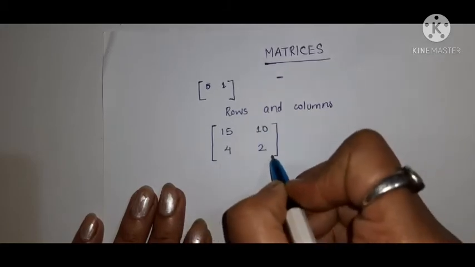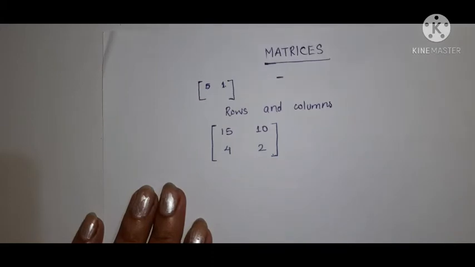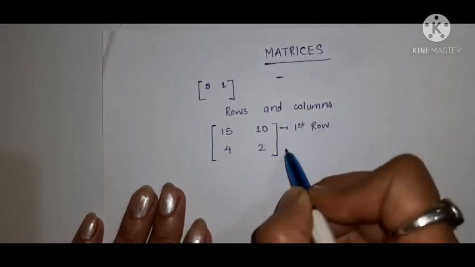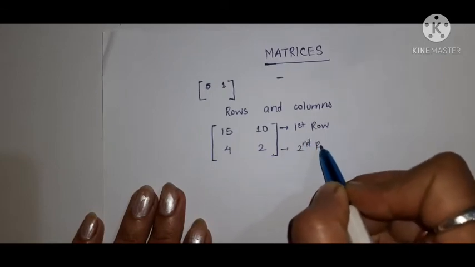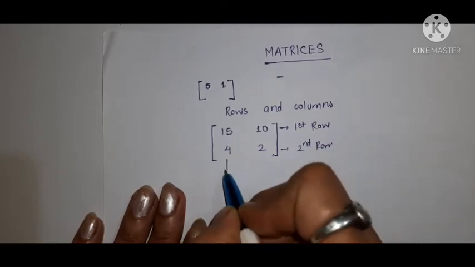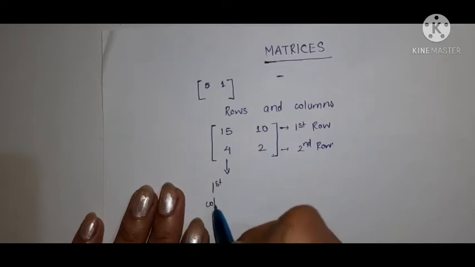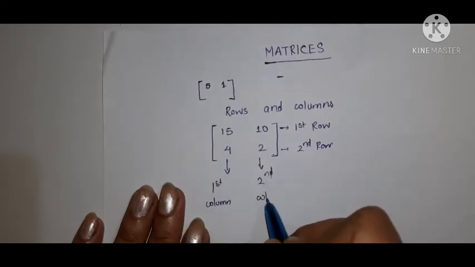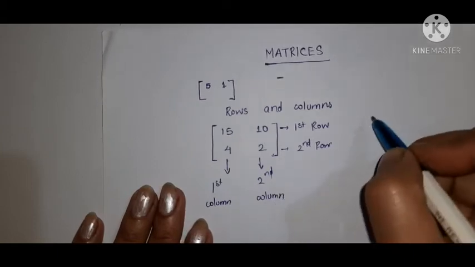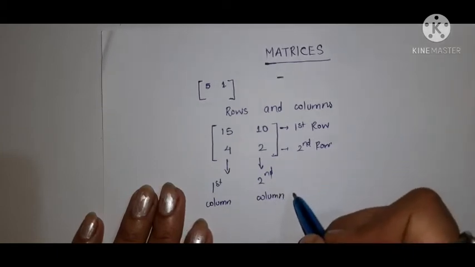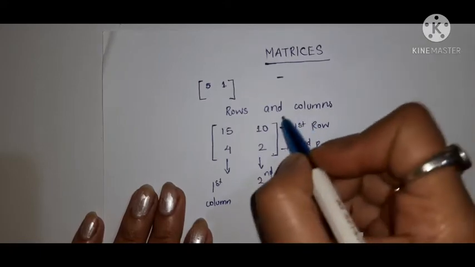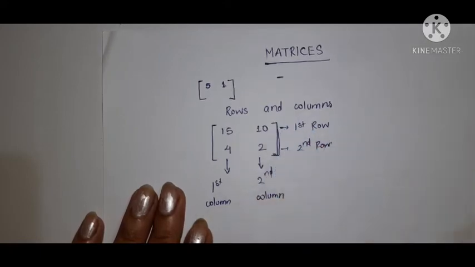these numbers inside the bracket, here this is the first row, this is second, and this is the first column, and this is the second column. We have any number of rows and any number of columns in a matrix.